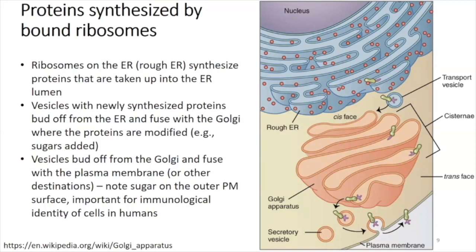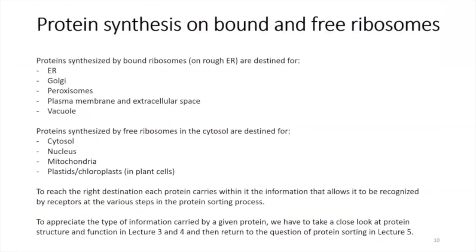Vesicles with the newly synthesized proteins bud off from the ER and fuse with the Golgi, where the proteins are modified. For instance, sugar molecules can be added to some amino acids in the Golgi. And then, from the opposite side of the Golgi, new vesicles bud off and, for instance, fuse with the plasma membrane. Note that there's a sugar added in this example here, the purple bit, ends up on the outer surface of the plasma membrane. That's very important for immunological identity of cells in humans.